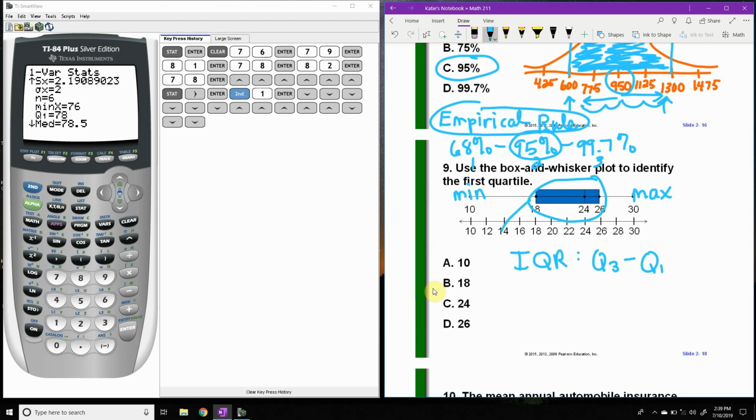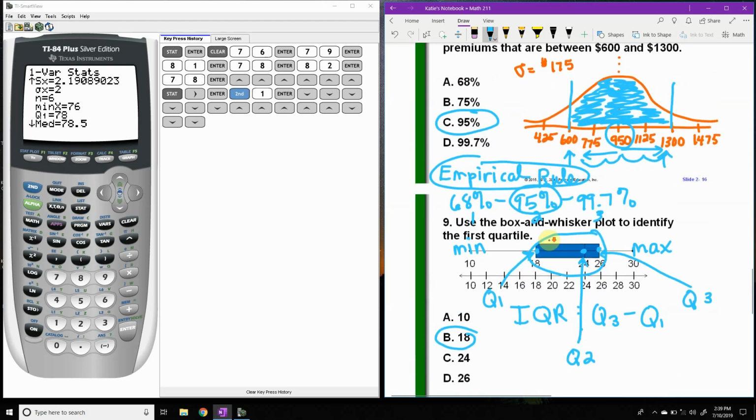So this number here is what we call Q1. The middle value here is what we call Q2, or the overall median. And the last value here is what we call Q3, the 3rd quartile. This is the median of the upper half. Q1 is the median of the lower half. So in this case, if I want to find the 1st quartile, that must be at 18, B.